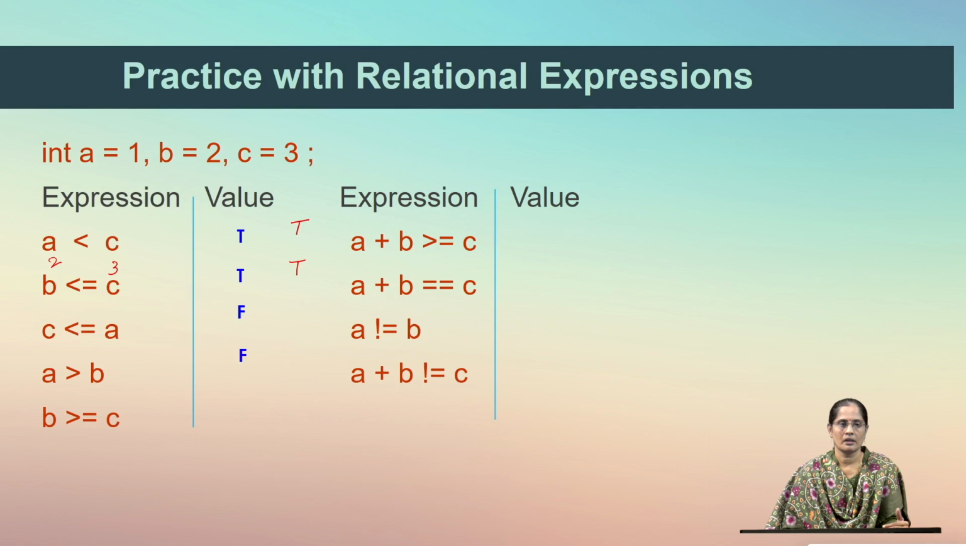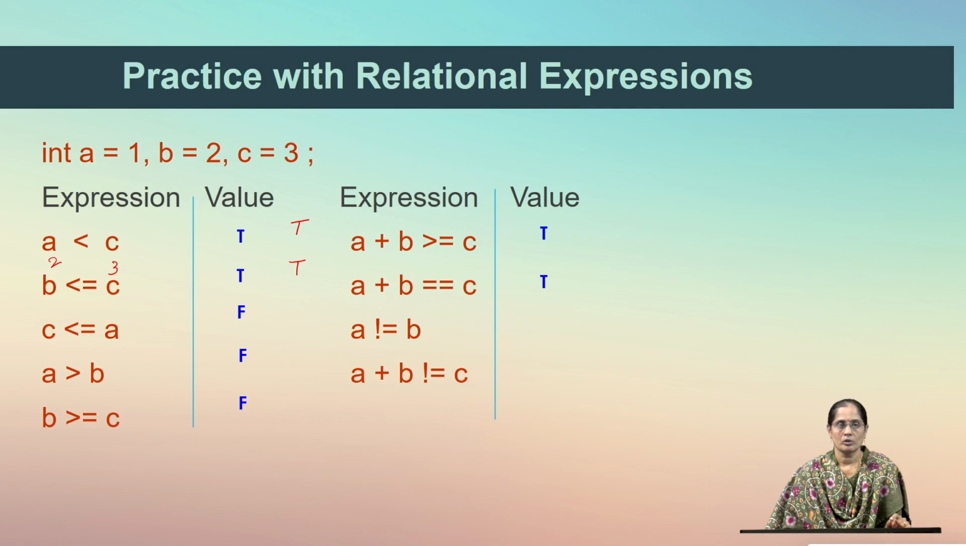The fourth expression is a greater than b, where a is 1 and b is 2. a is not greater than b, so we will get the result as false. The expression a plus b greater than or equal to c is evaluated: a plus b results in 3, and c is also 3, so the equal to operation becomes true, hence the result is true. Then a plus b equal to c, yes it is equal to c, so you get the answer true.